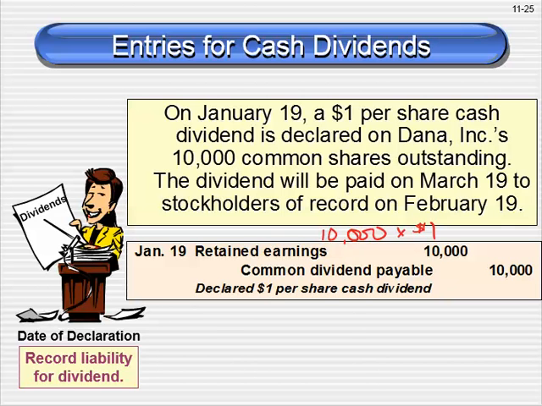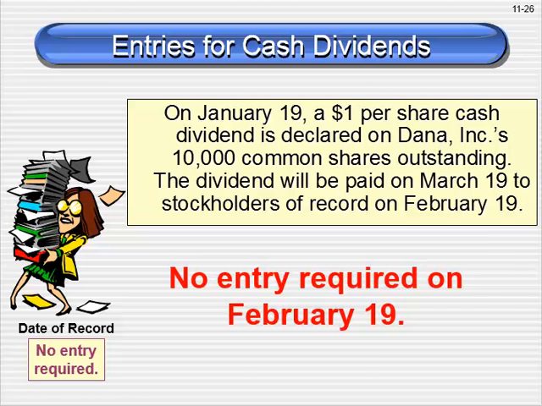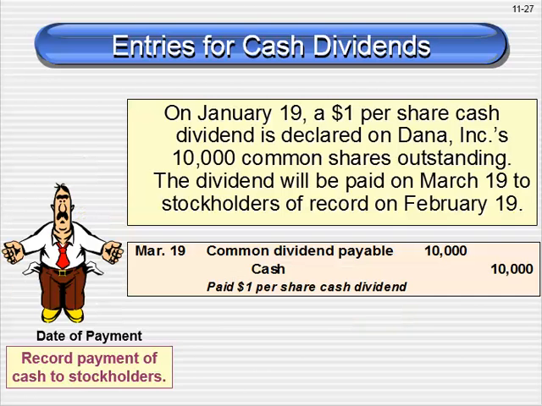Then we have the date of record, and there's no entry. They're going to go in and figure out who actually owns the stock on that particular date, and those people, even if they sell it the next day, will still be eligible for the dividend payment. And then we have the date of payment. So on the date of payment, we just debit the liability, common dividend payable, and we go ahead and credit our cash account for that amount.